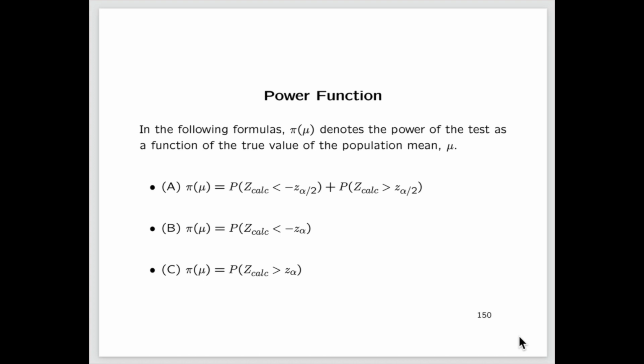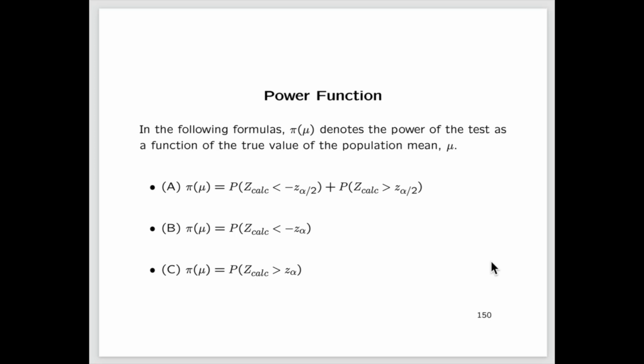Now, in the following formulas, pi sub mu denotes the power function of the test as a function of the true value of the population mean, mu. Remember that the power of a test is equal to 1 minus beta, 1 minus the probability of a type 2 error. So we could also obtain the power of a test if we had already calculated beta, and vice versa. If we happen to calculate power first, then we could also calculate beta by subtracting power from 1.